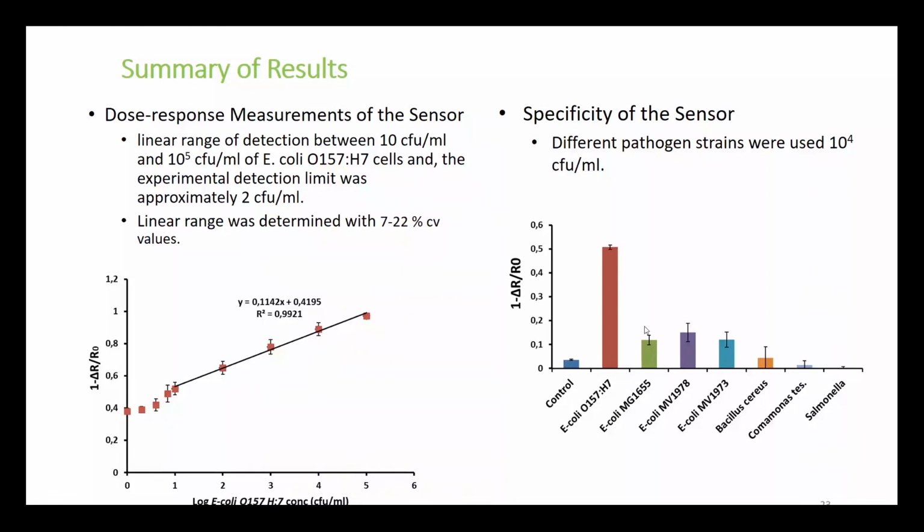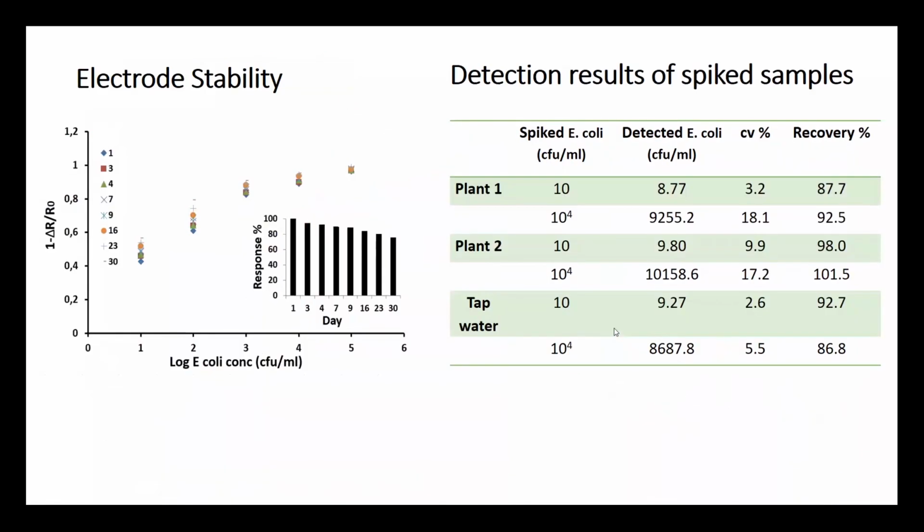And for the other bacteria, this one is the highest, about 25%. But as I said before, it is still acceptable for this kind of biosensor system.